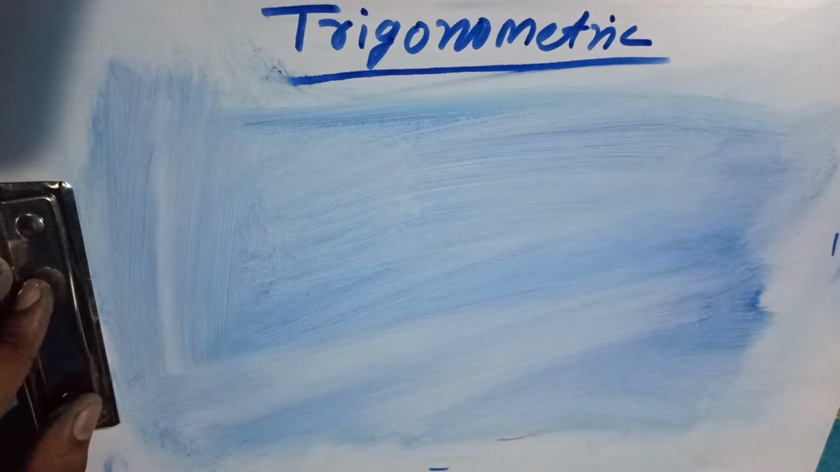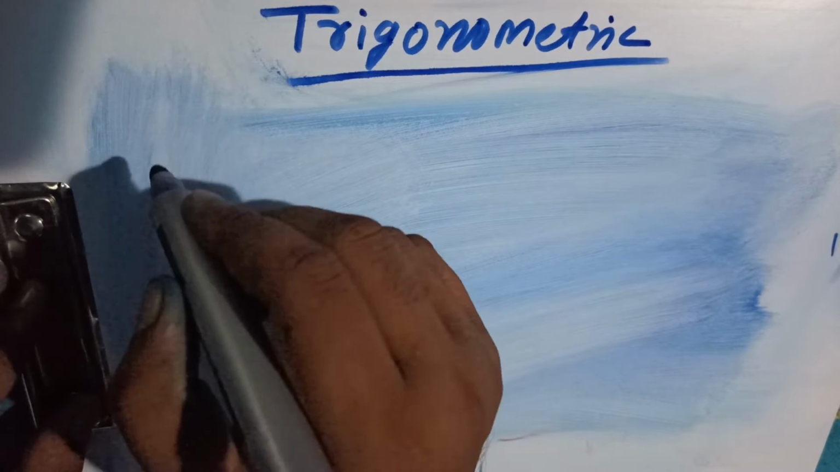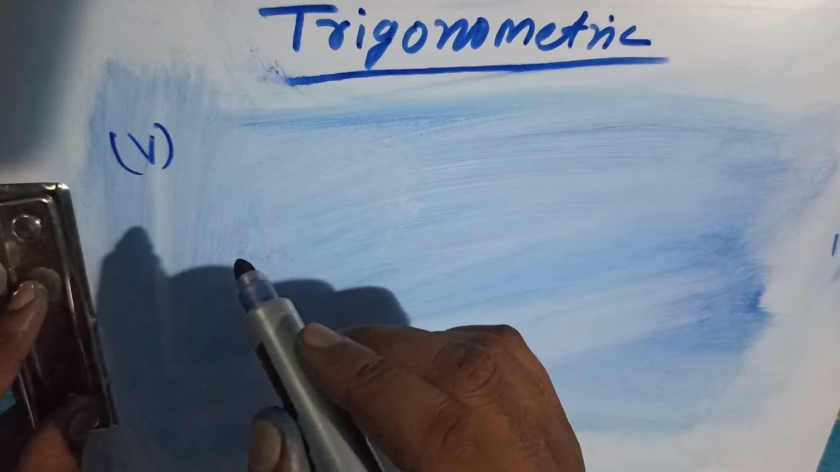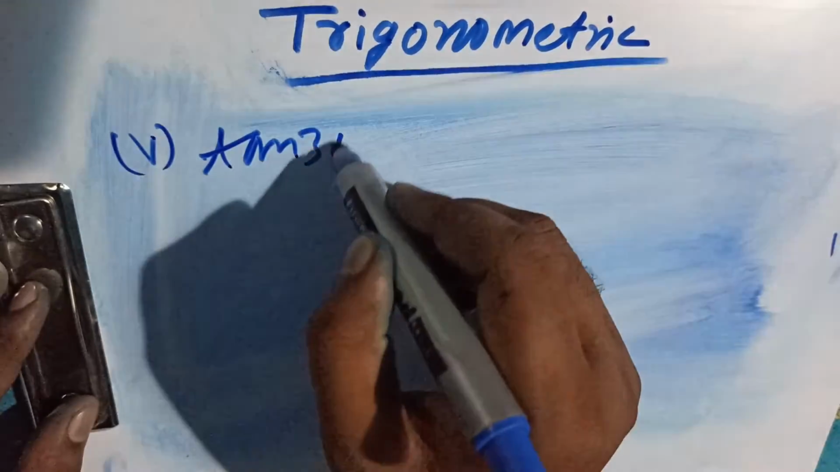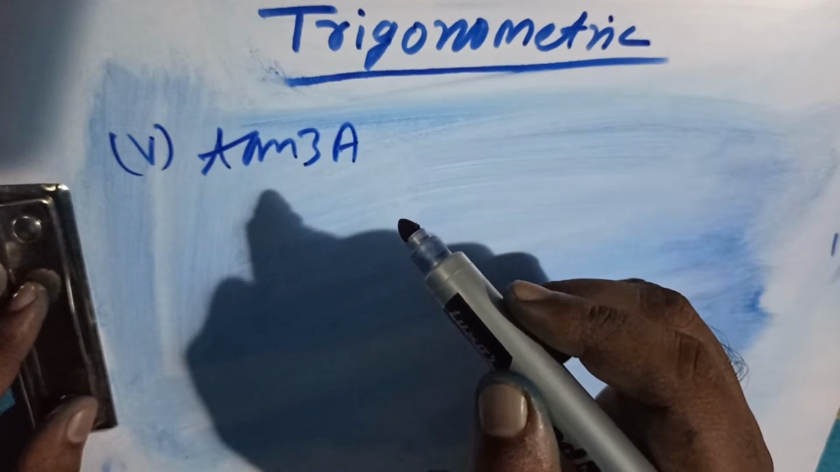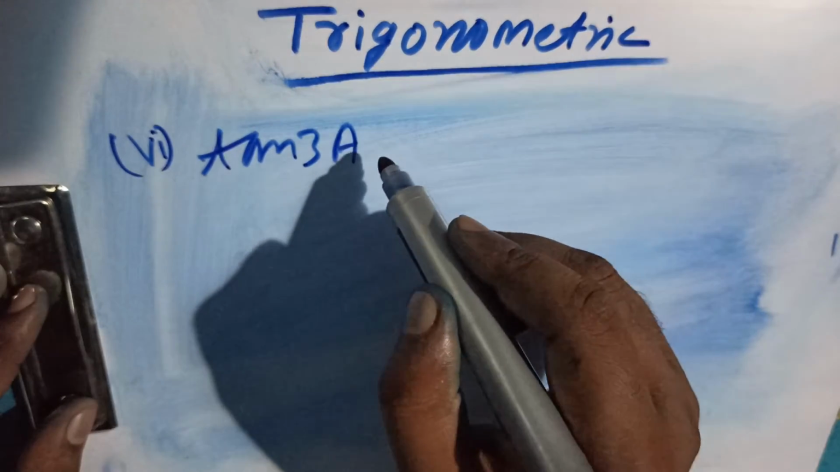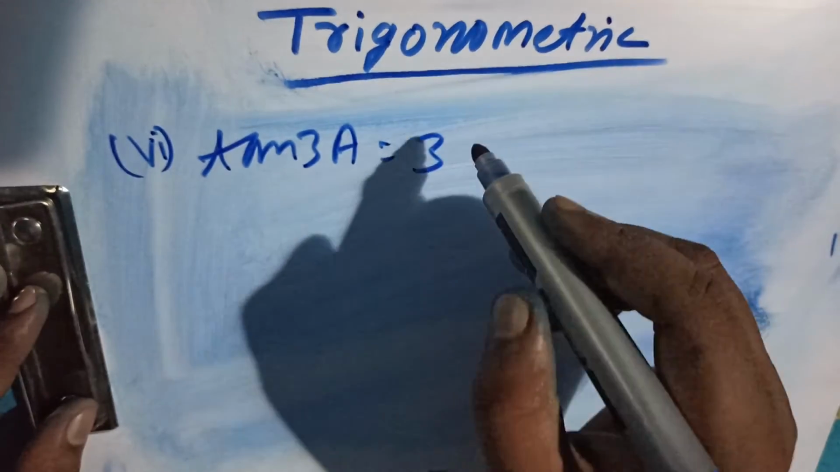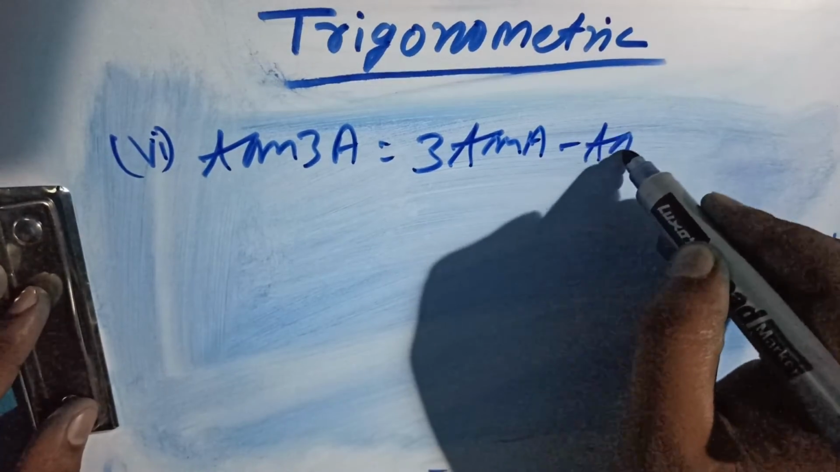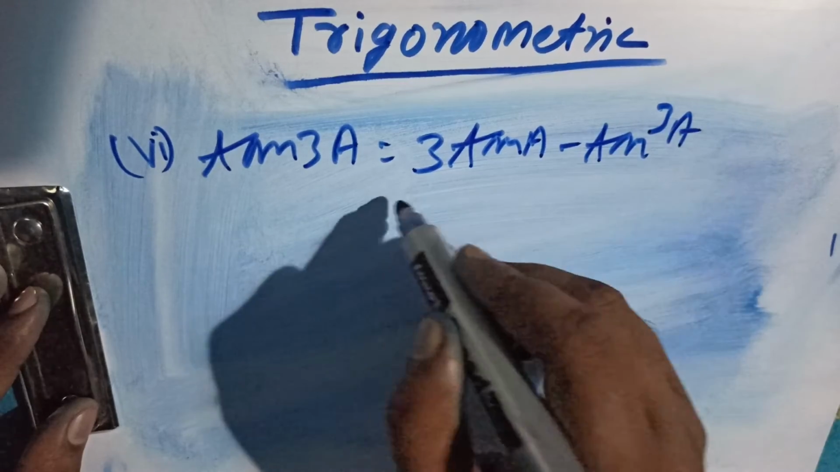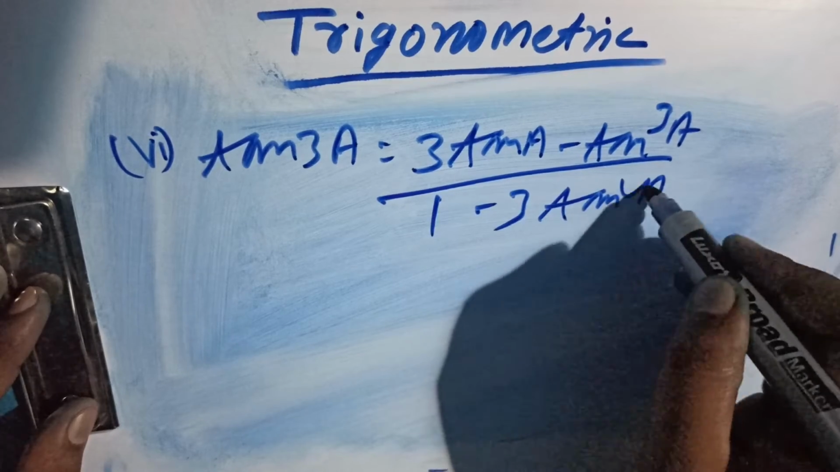Formula number 6, tan 3a equal to 3 tan a minus tan cube a by 1 minus 3 tan square a.